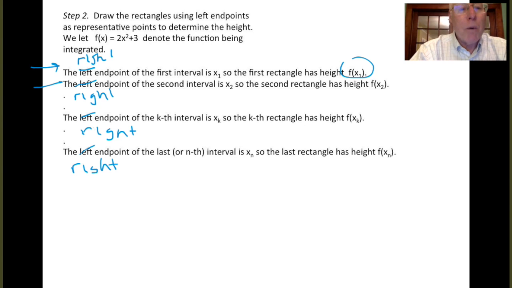So the right endpoint of the kth interval is x sub k, so the kth rectangle has height f of xk. And the right endpoint of the last or nth interval, which goes from xn minus 1 to xn, is going to be xn, so that last rectangle has height f of xn.